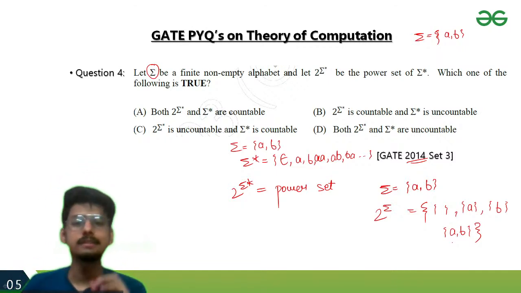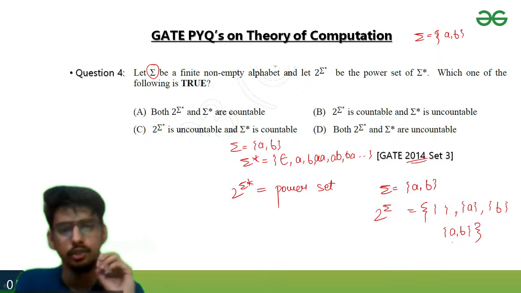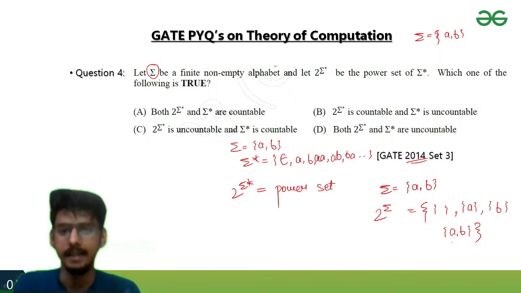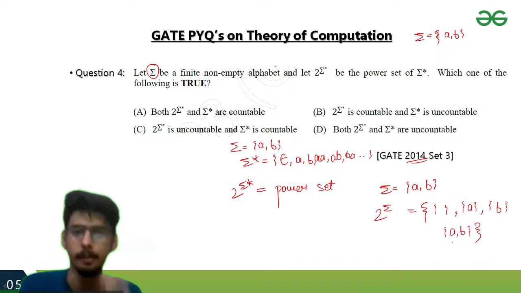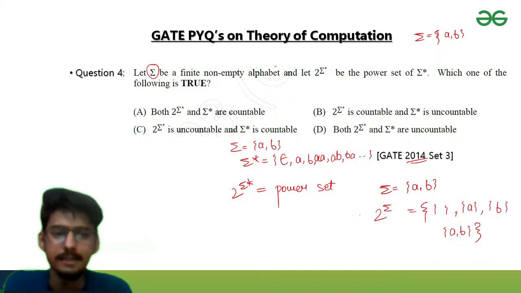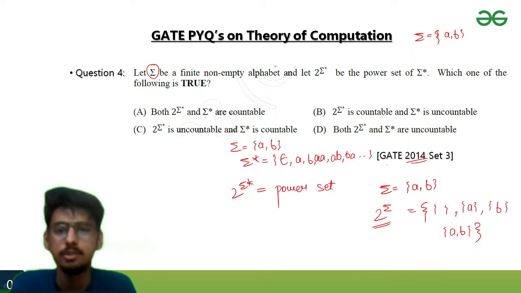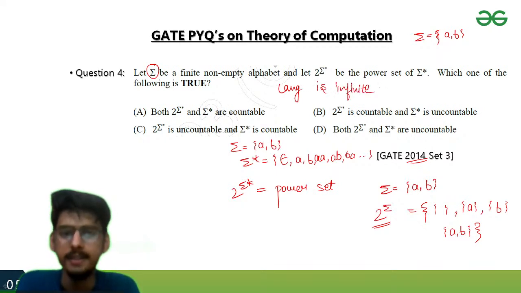Now there is a straightforward property I can tell you, and I will also give you the derivation. The power set of any infinite set will never be countable. Power set cannot be countable here. Now over here, sigma is countable because sigma is finite. So if a language is infinite, then its power set can never be countable.